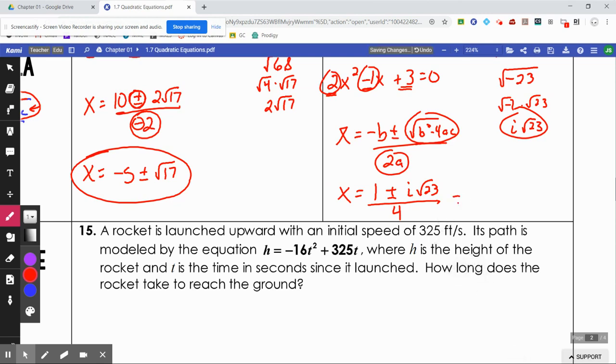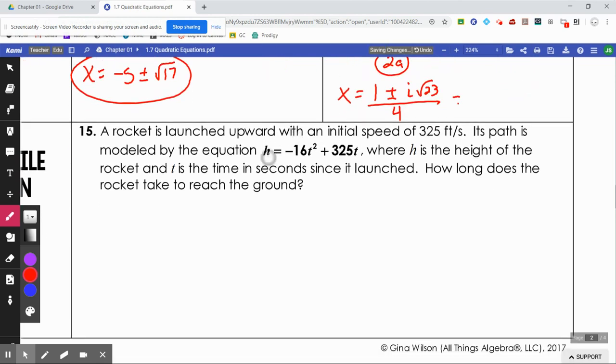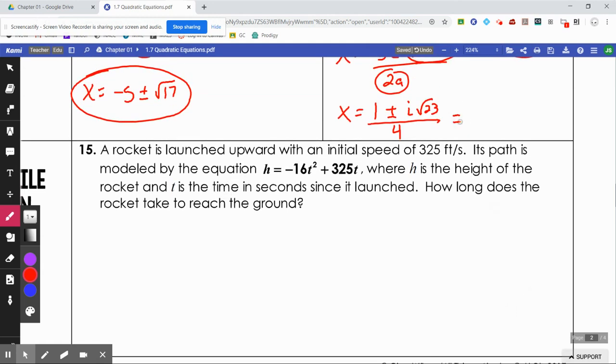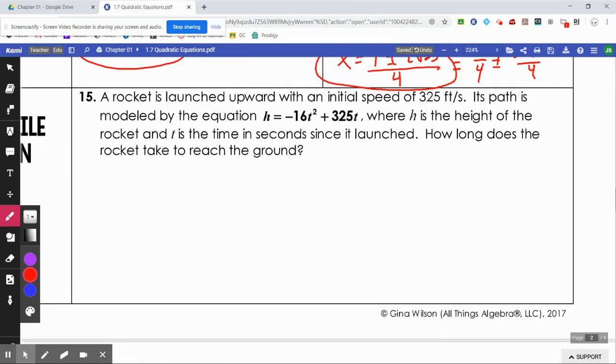You could split it if you would like and do 1 over 4 plus and minus i root 23 over 4. Either one of those answers are fine. This is the way that you're going to see it left most of the time.